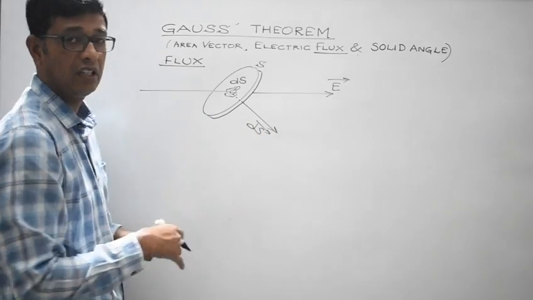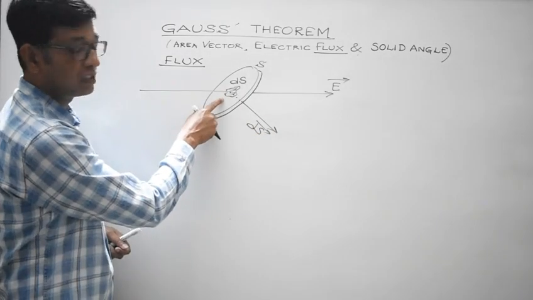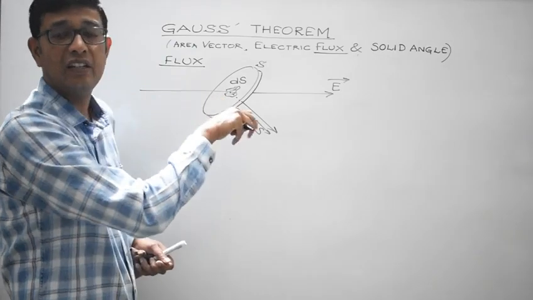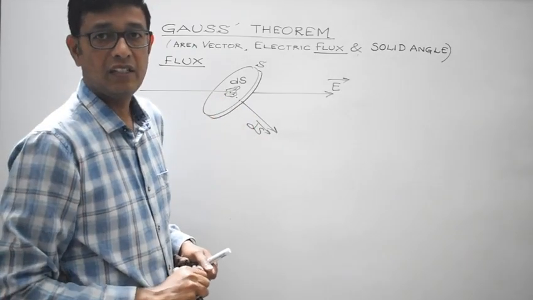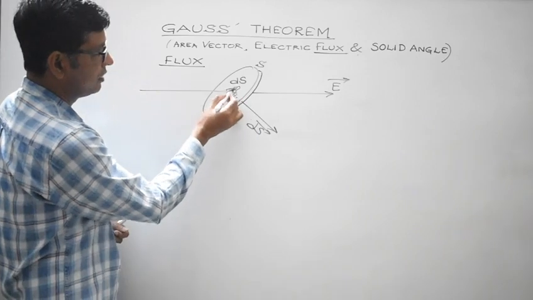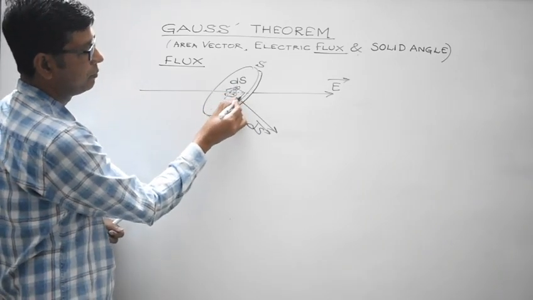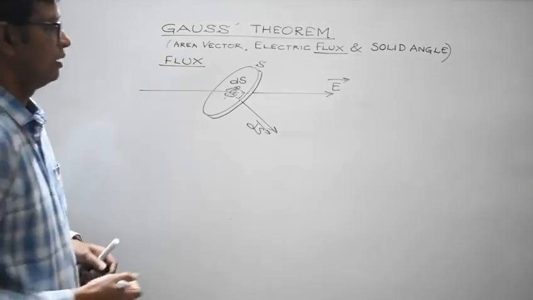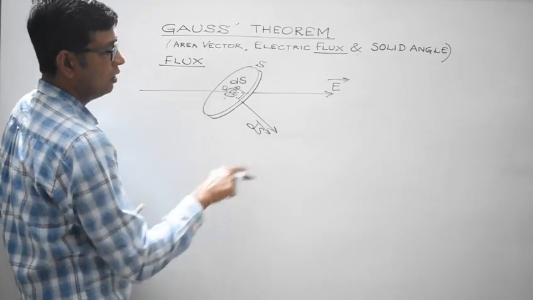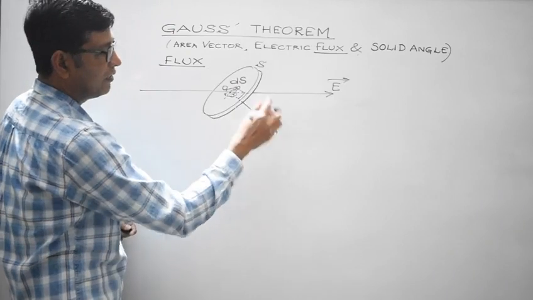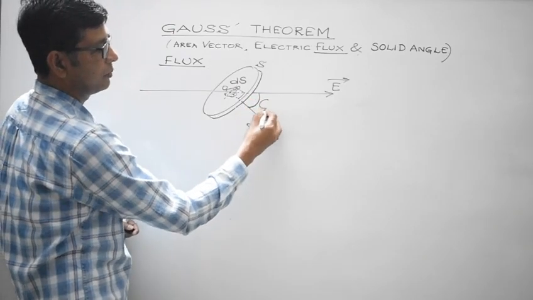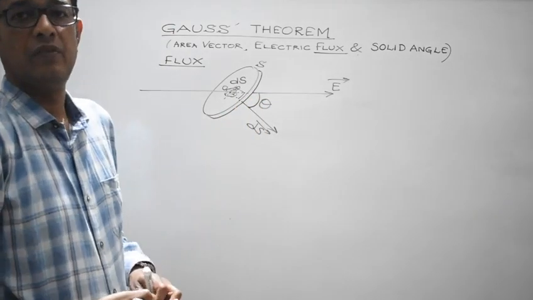As I told you, the area vector of a given portion of a surface is represented by a vector in the outward direction, right? And it is perpendicular to the surface. It makes an angle of 90 degrees. This is perpendicular to the surface. So this is the point. Now, what's the angle between the electric field and the area vector? Suppose it is angle theta.